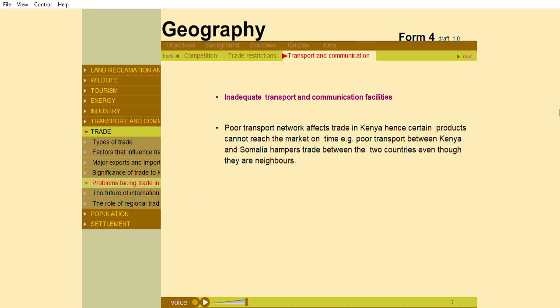Inadequate transport and communication facilities. Poor transport network affects trade in Kenya, hence certain products cannot reach the market on time. For example, poor transport between Kenya and Somalia hampers trade between the two countries even though they are neighbors.